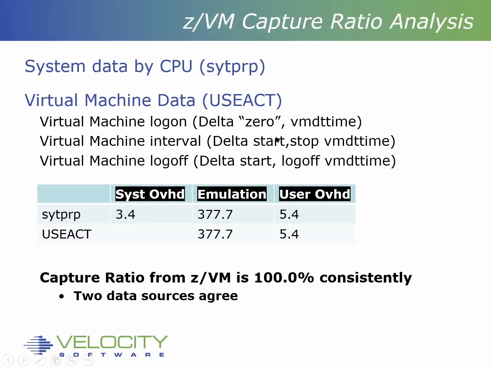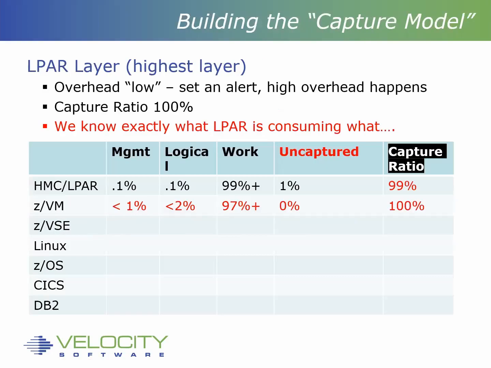So when we look at just what's happening on VM, yes, there's some system overhead. In this case, it was about 3%. There's some user overhead, about 5% of the workload. But the fact that we have two different data sources and they agree to 4 significant figures is very good. So when I look at just my model, it's 1% of overhead for management, 2% for logical, and there's work. Uncaptured was 0.